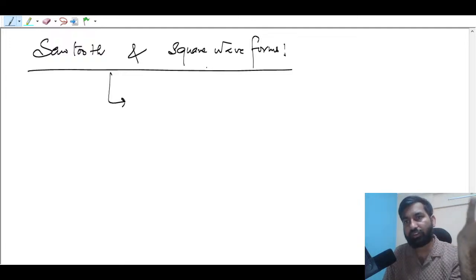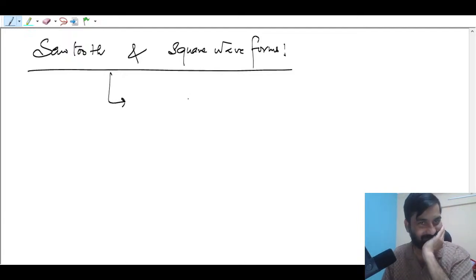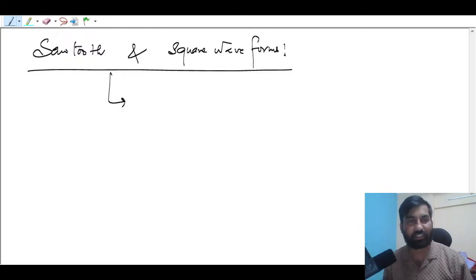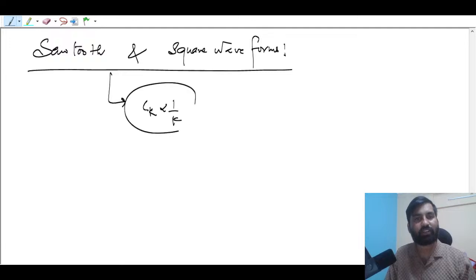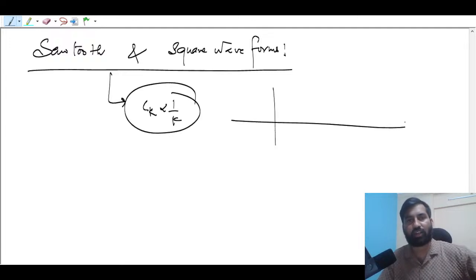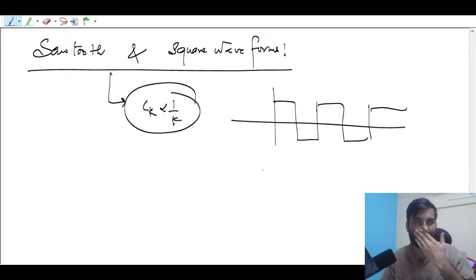Square wave, if you differentiate 1 time only, you will start getting the impulse, okay? The moment you differentiate 1 time, you will start getting the impulse. So only 1 derivative is required, right? 1 time differentiation, so it will represent ck will be proportional to 1 by k, okay? The square waveform looks like this. So if you differentiate this, you will start getting the impulse.